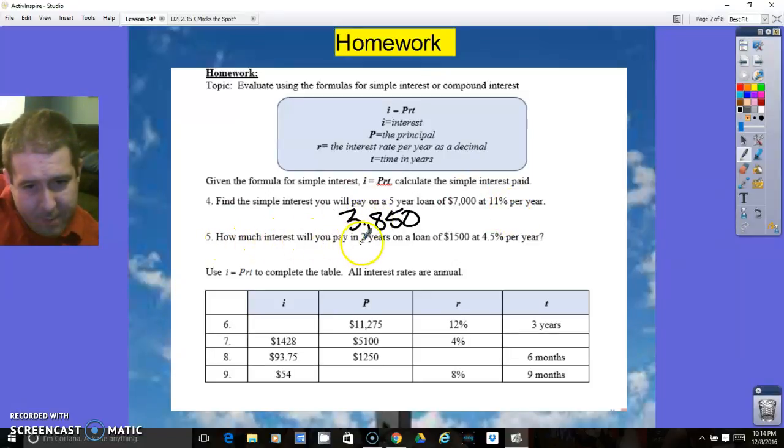How much interest do we have to pay for 2 years on a loan of $1,500? So that's $1,500. That's I equals PRT, so that's the principal, times the rate, which is 0.045, 4.5%. Move the decimal twice to the left, makes 0.045. And then you multiply that by a 2-year loan, is $135.